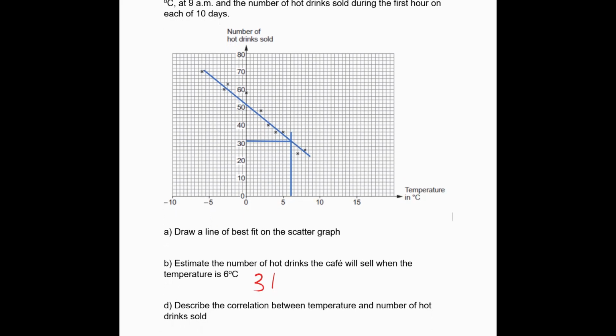Describe the correlation between temperature and number of hot drinks sold. Well, this time as temperature increases, the number of hot drinks sold seems to decrease, and we call this type of correlation negative correlation.